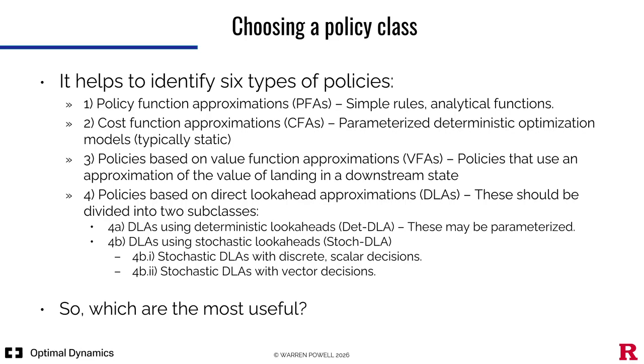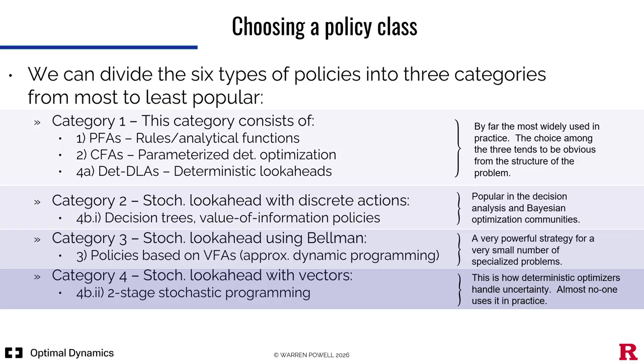Okay, so now I have 6 types of policies, and I can ask the question, which are the most useful? Now, this is not something you get out of a textbook. This took a career to do, but here's the answer. I have divided the policies into 4 categories. Now, category 1, hands down, the most useful. We all use these 3 types of policies: the PFAs, the CFAs, and the deterministic DLAs. Okay, widely used. Every human does it, even if you have no training. Anytime you ever have to make a decision with a computer, you're going to be drawing on these.